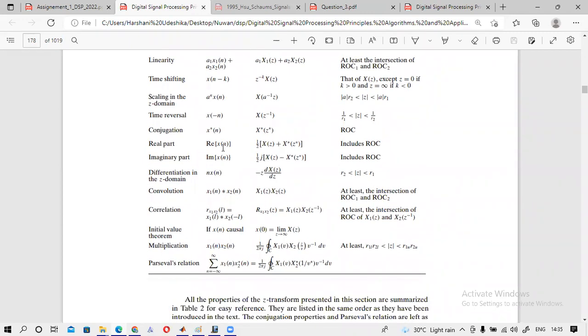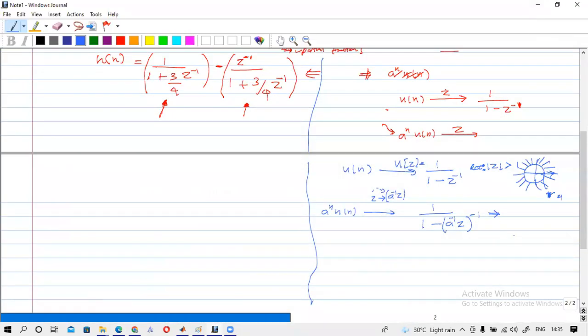So this is the ROC. What is the ROC? The ROC is just scaled by the magnitude of A. Here Z is greater than 1, and this will be scaled also. So the magnitude of Z will be greater than the magnitude of A. Correct. This will be my new ROC.